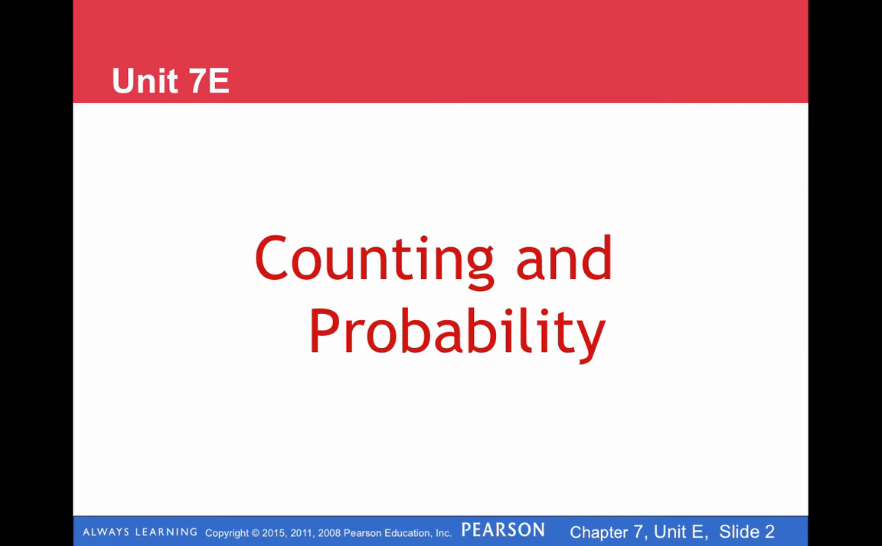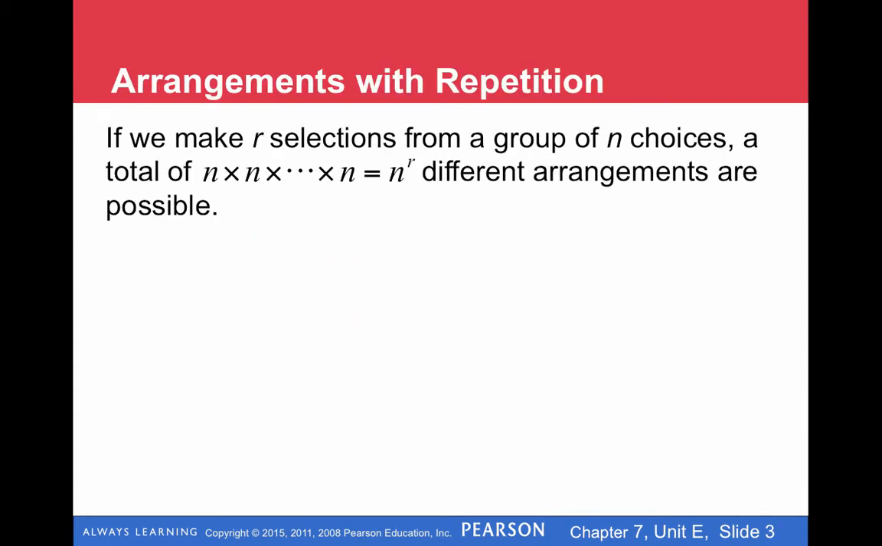So, in this section, we're going to be figuring out the number of ways that various events can happen. We're going to have some distinctions to make, and the first distinction we're going to look at is arrangements with repetition.